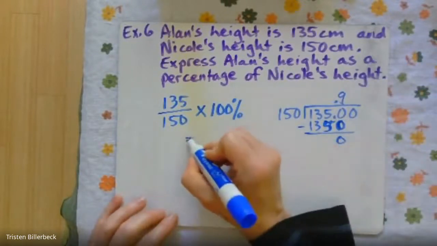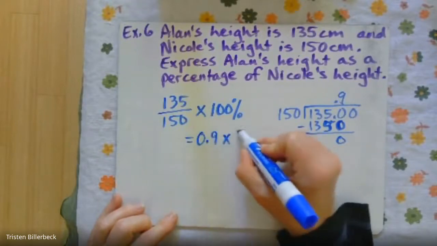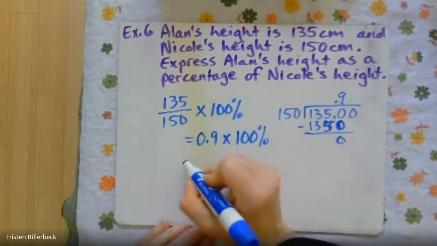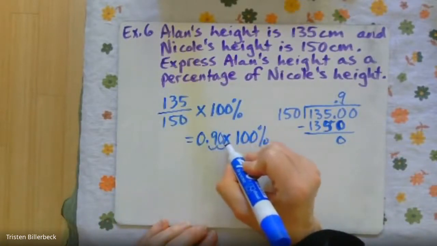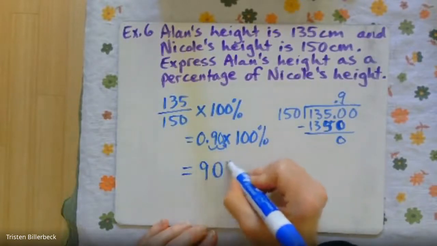So this is 0.9 times 100%. And if we add a 0 here, all we have to do is move that decimal over 2 spots. So that's 90%.